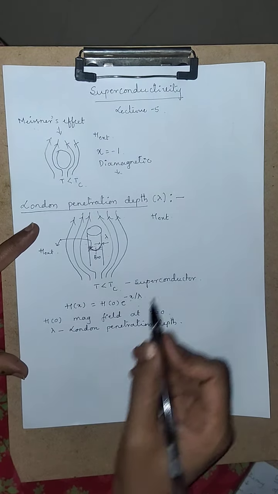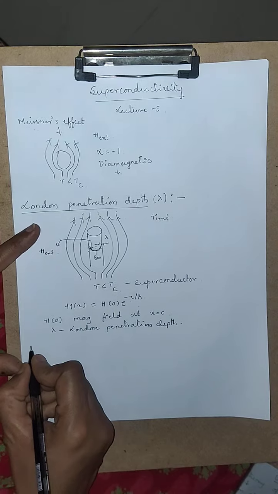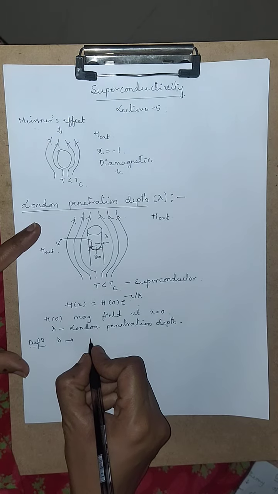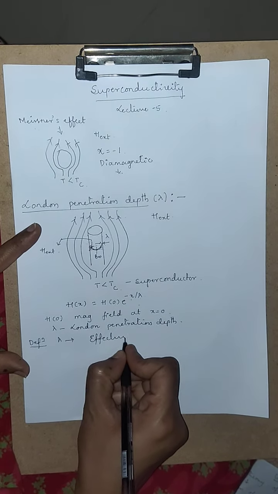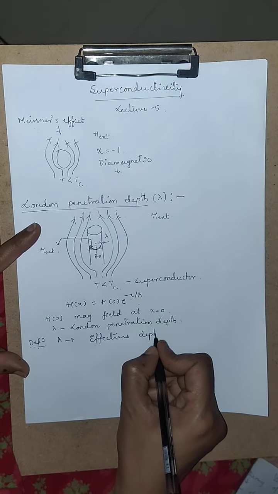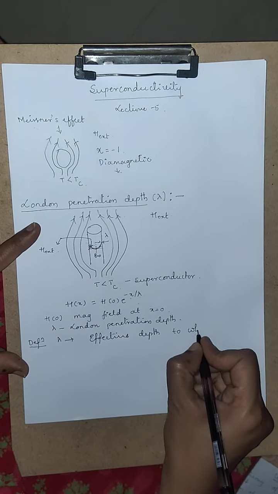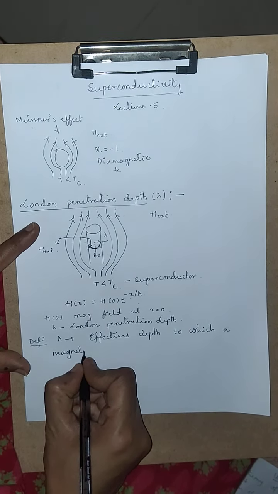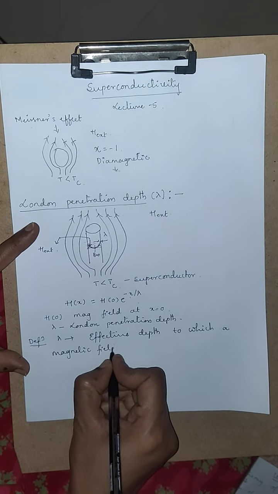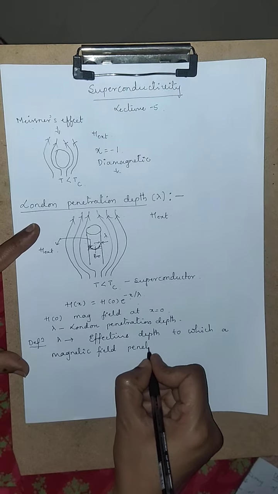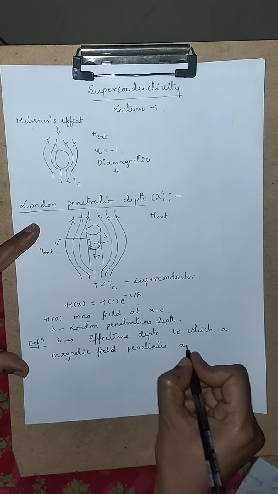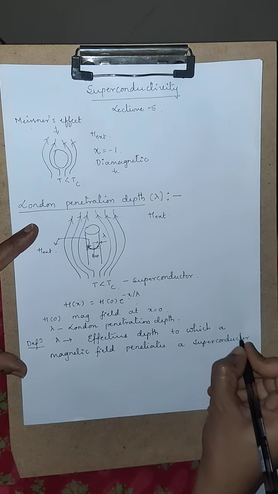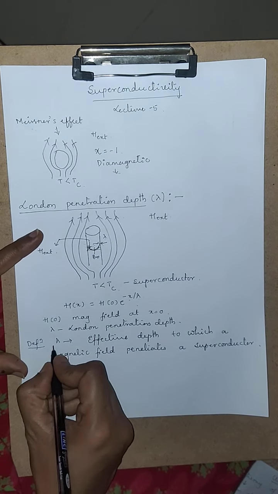Hence, we define this London penetration depth, the definition of lambda, as the effective depth to which a magnetic field penetrates a superconductor. Okay, let's know more about this lambda.